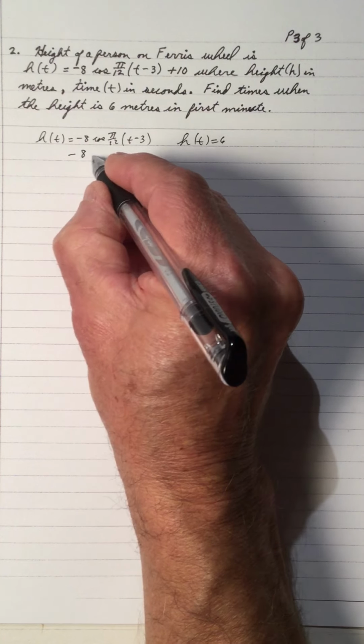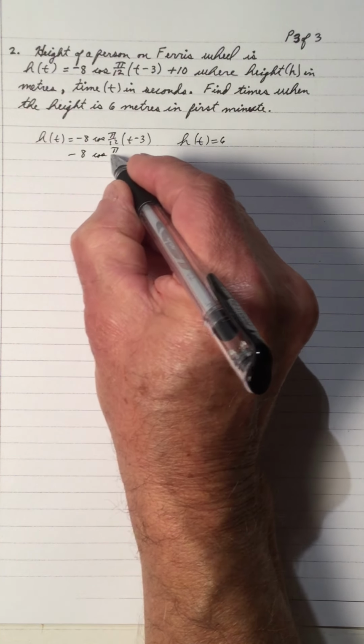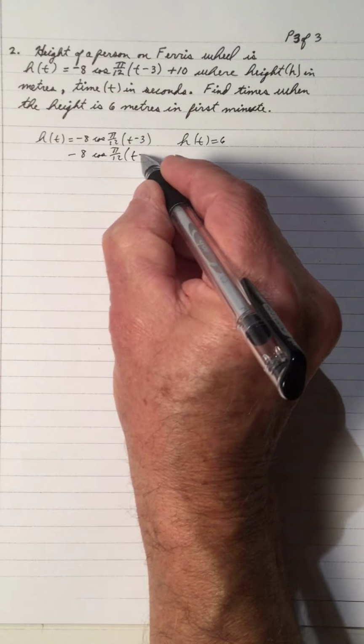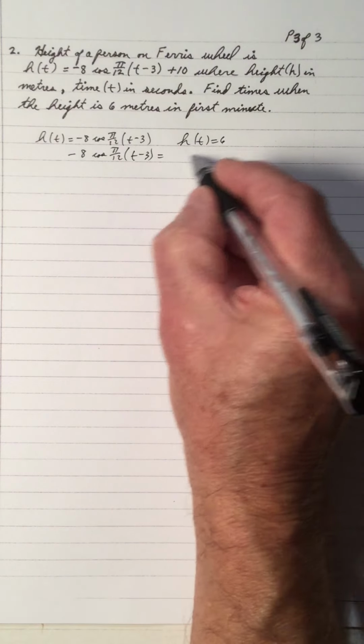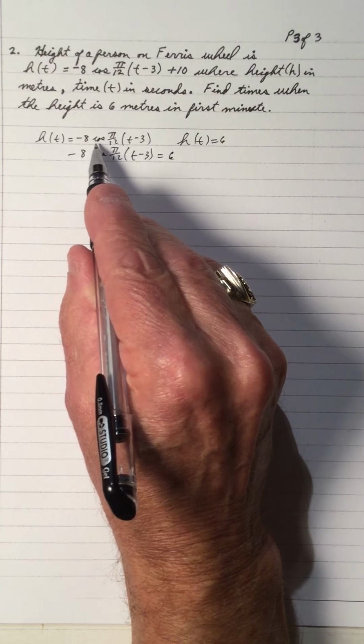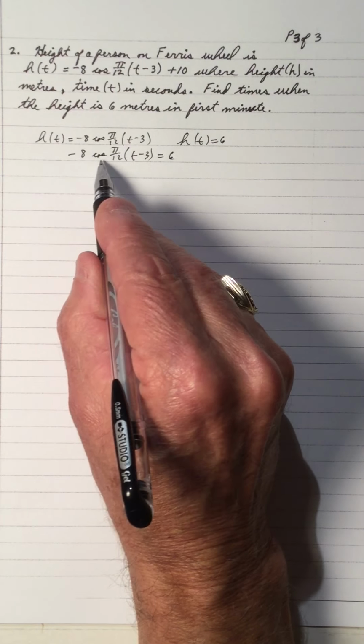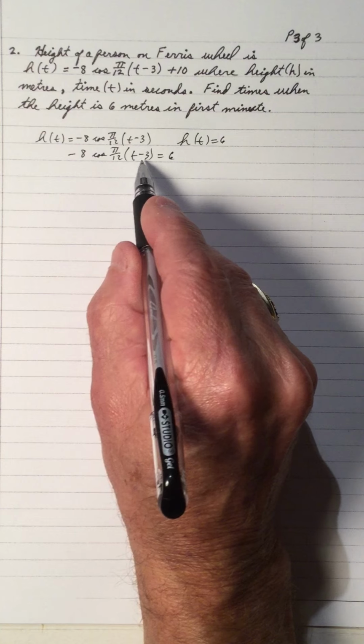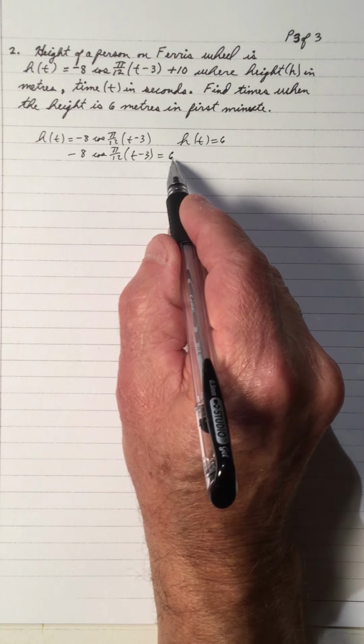So the height is this equation equals 6. So both of them are equal to h of t. Therefore, -8 cos of pi over 12 times t minus 3 is equal to 6.